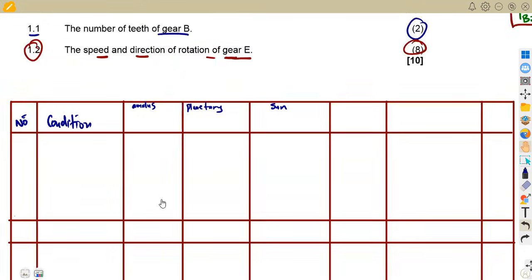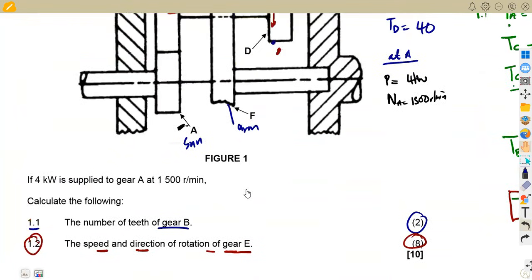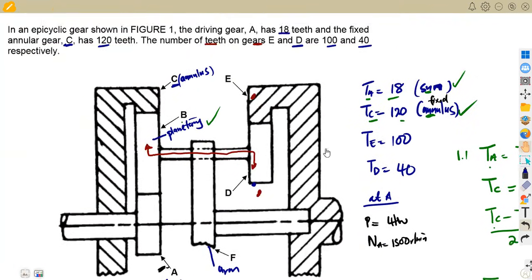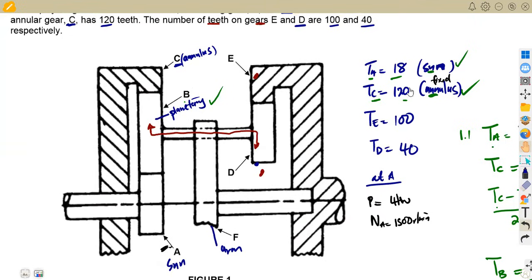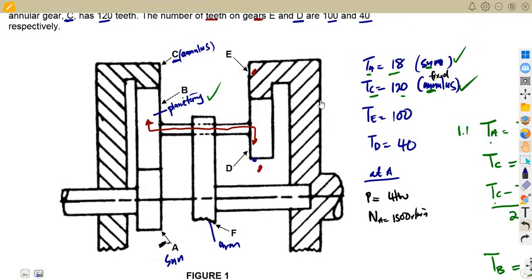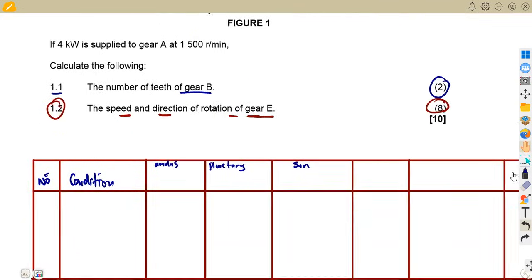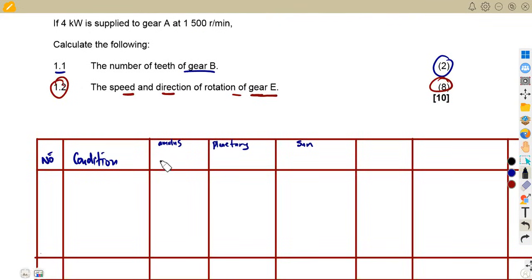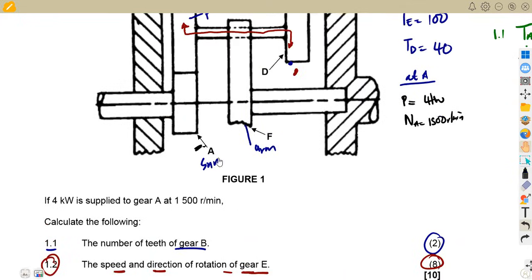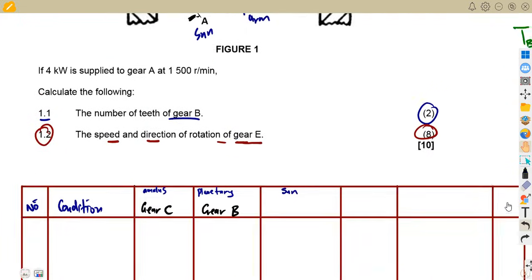So in this case, we're going to consider the annulus, which is gear C, the planet, which is gear B. Sorry for that confusion, all right? So this is gear C, which is my annulus in this case. Then the planet gear, remember that was gear B. The sun, that is gear A in this case. Our sun here is gear A.